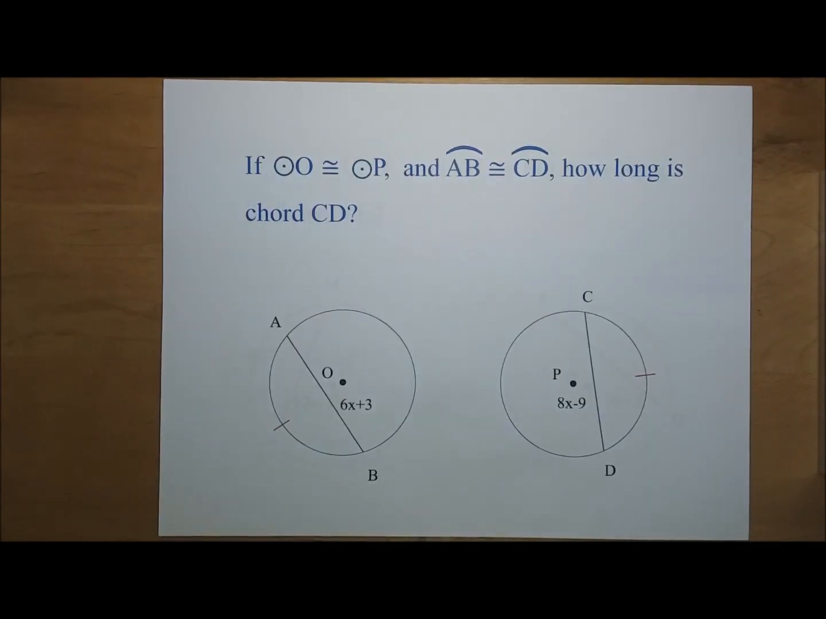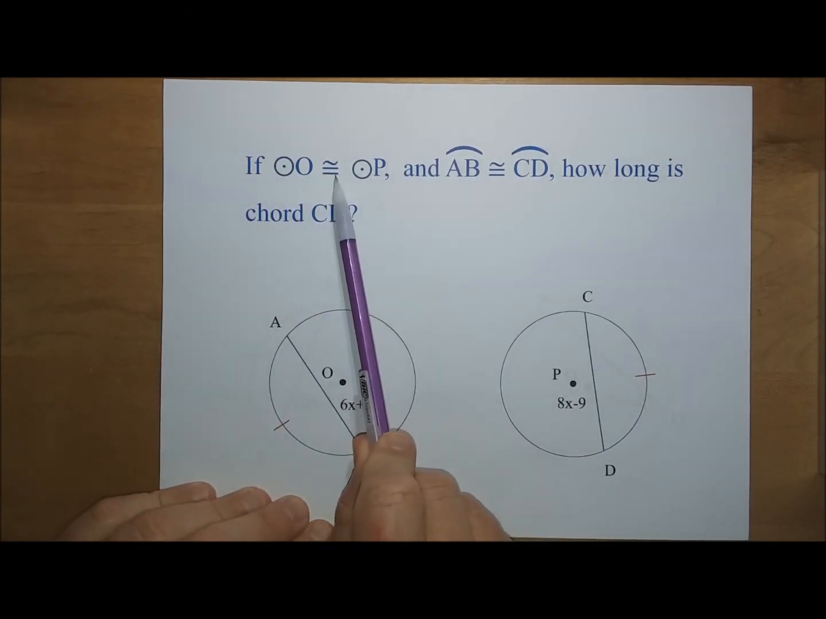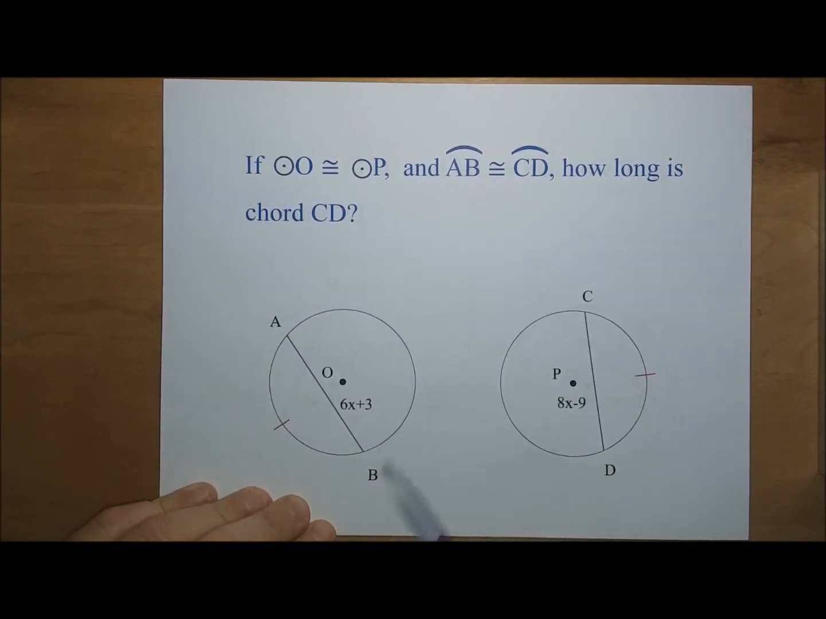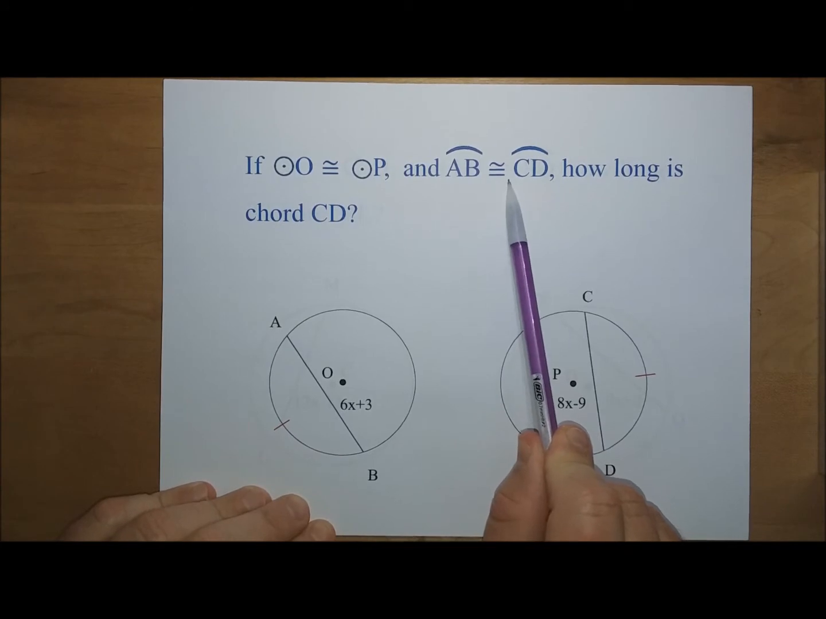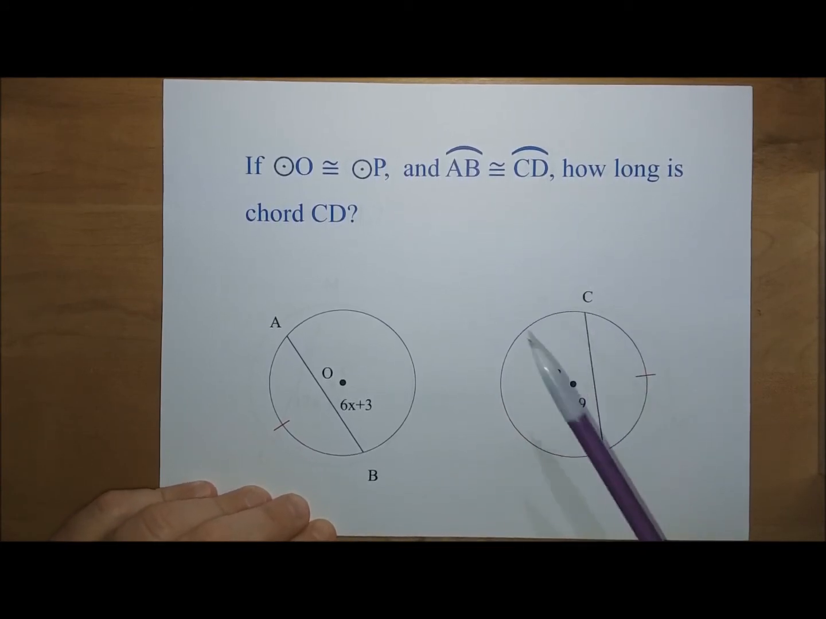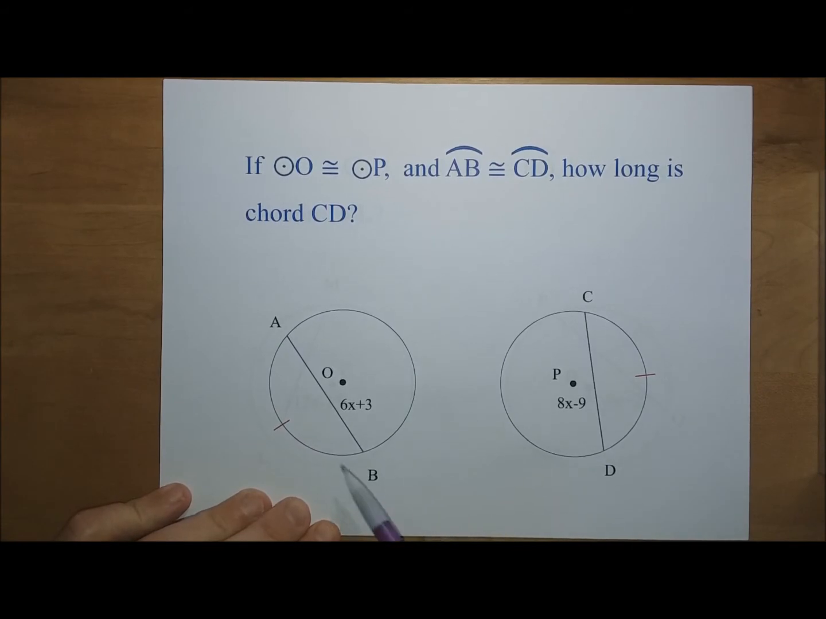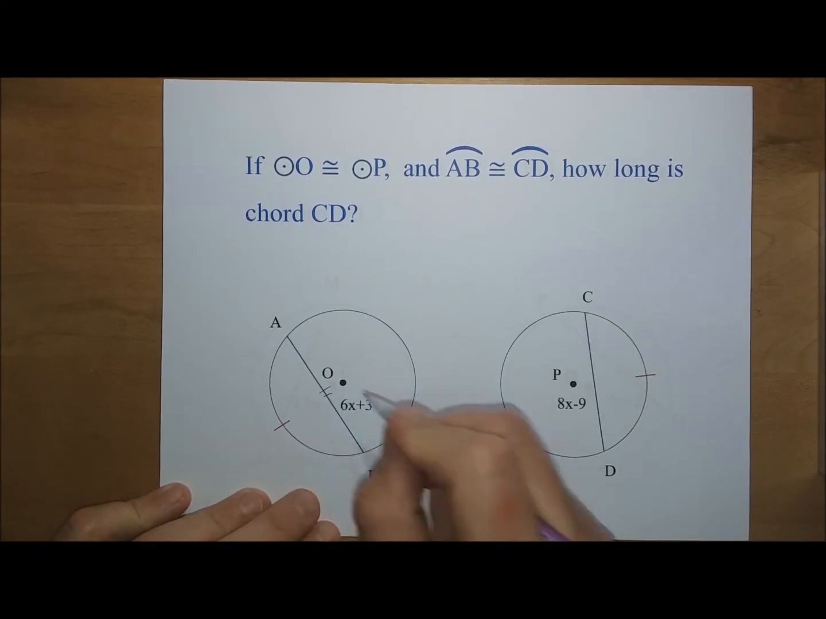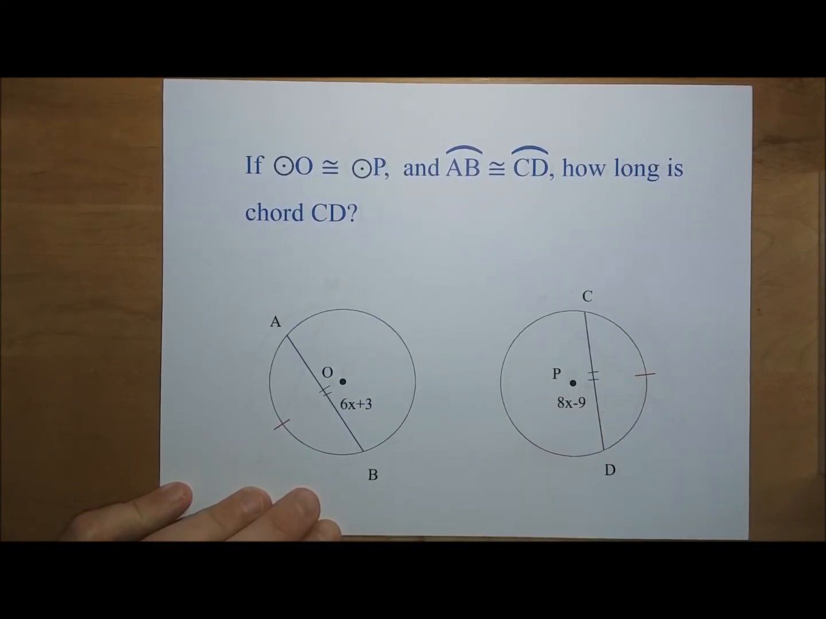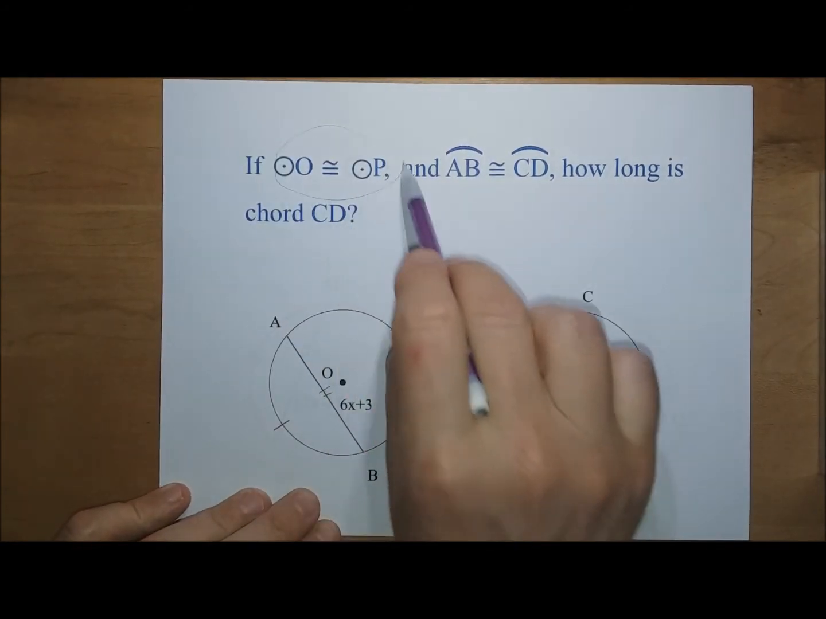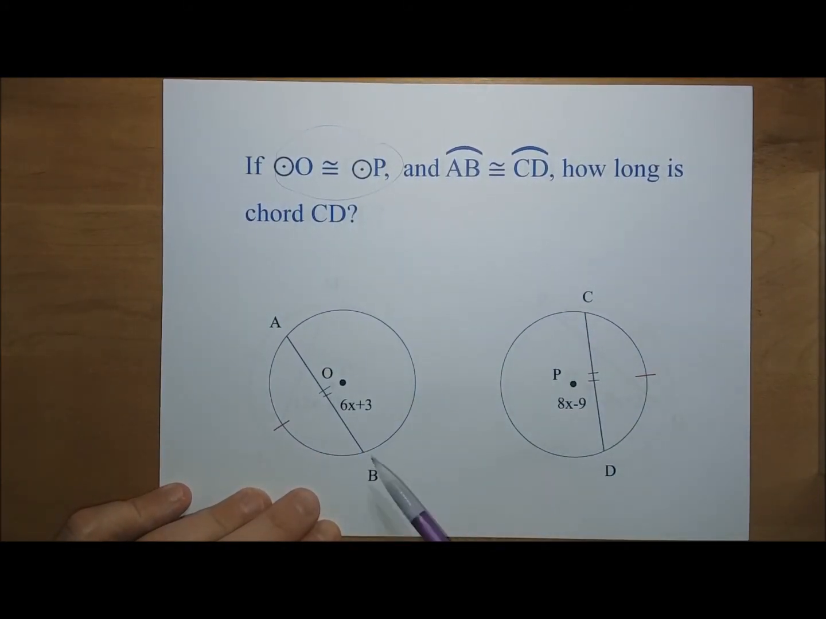Try another one like that. If circle O is congruent to circle P and arc AB is congruent to arc CD, how long is chord CD? Well, if these are congruent circles and these are congruent arcs, then their chords must be congruent as well, right? Provided, of course, that the two circles are congruent. This is true either in the same circle or in congruent circles.